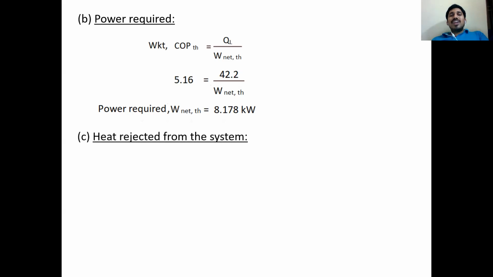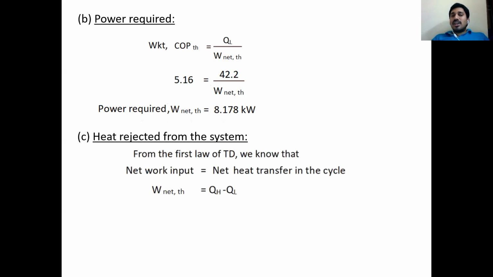Third objective: heat rejected from the system. How much heat is rejected? That quantity I mentioned on the slide, in the diagram, as QH. So QH value you need to calculate, the heat rejected from the system to the surroundings. How can we determine it? From the first law of thermodynamics, we know that the net work input required is equal to the net heat transfer in the cycle.